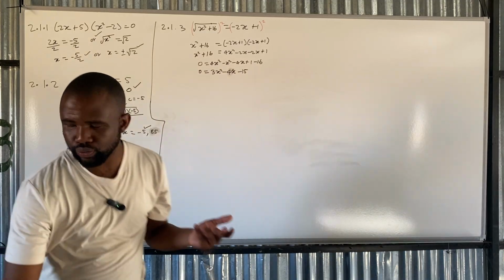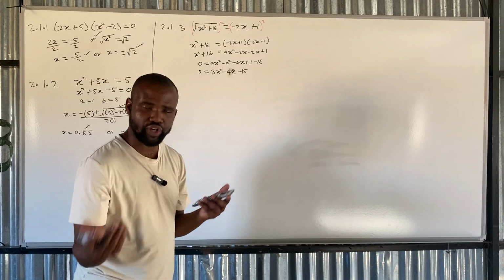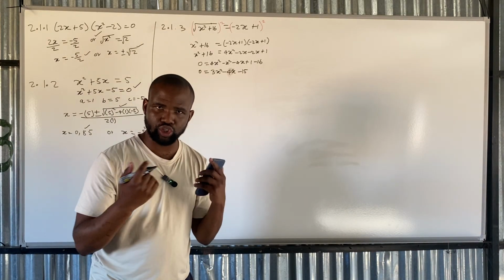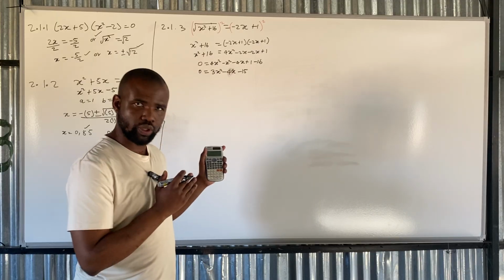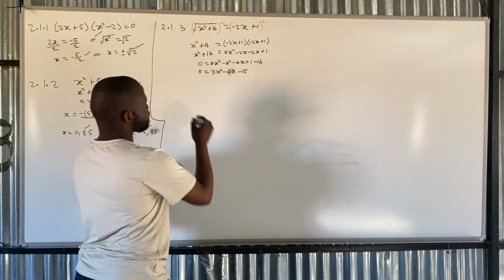Then from here, you can just go straight again into your quadratic formula. If you know how to factorize, do your factorization. If you don't know how to factorize, then don't stress yourself, go straight into your quadratic formula, and then you're going to get your x values.